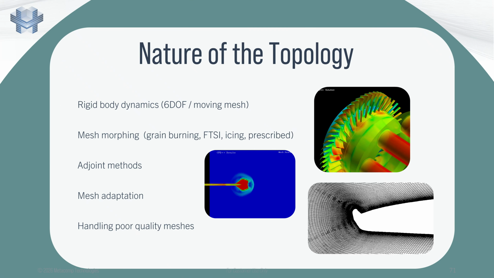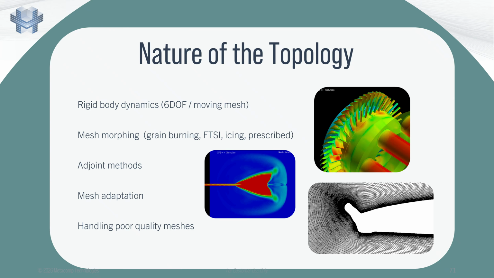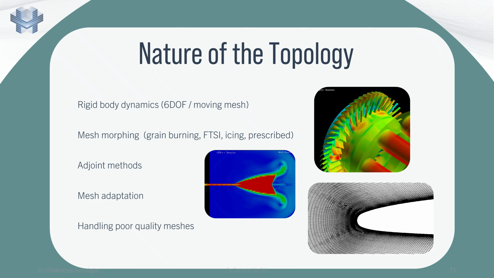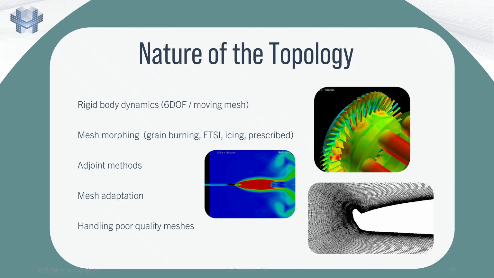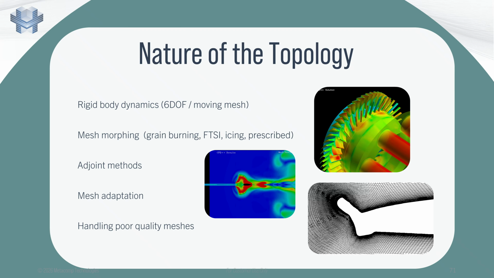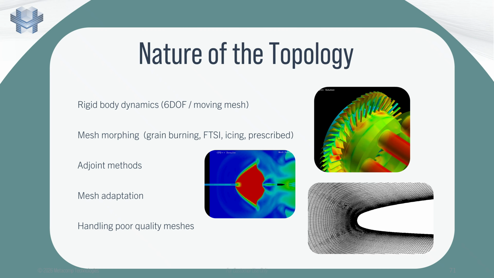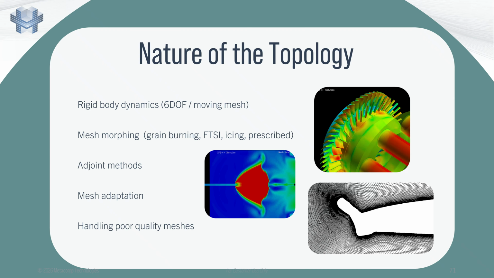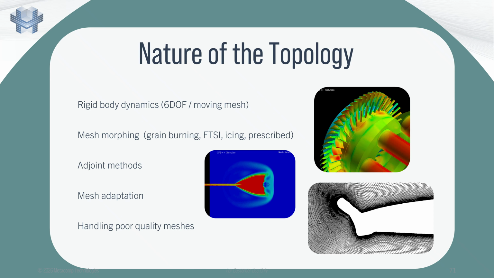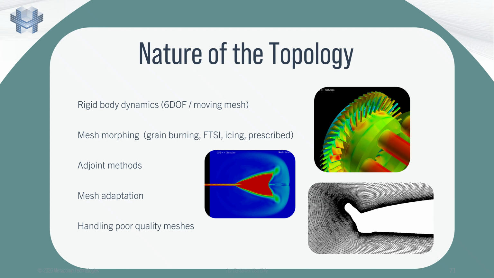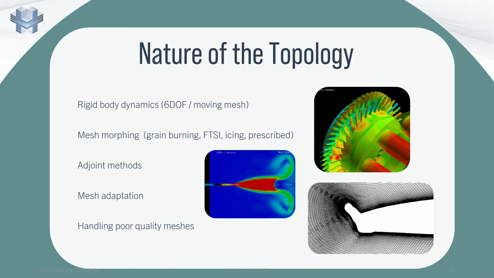Our software is designed to handle a diverse array of topologies encountered in real-world applications, offering specialized modules such as rigid body dynamics and mesh morphing. Its Adjoint module enables efficient sensitivity analysis, while mesh adaptation enhances and refines computational meshes for improved accuracy. CFD++ incorporates advanced numerical algorithms that effectively manage low-quality meshes, ensuring robust simulations across a wide range of scenarios.